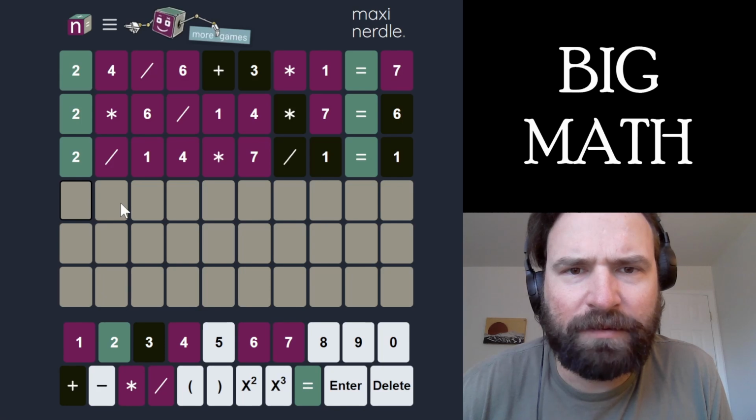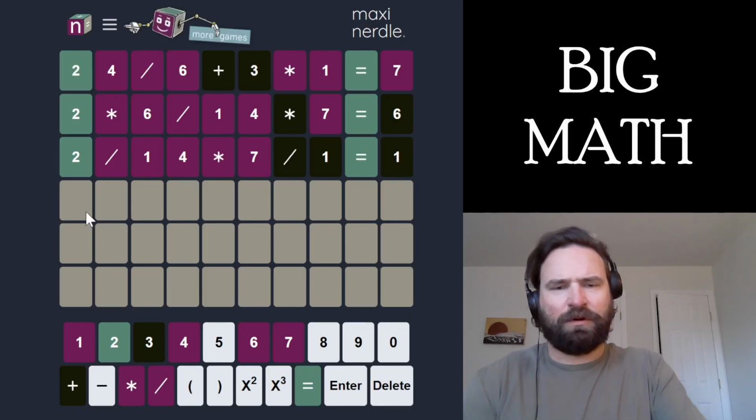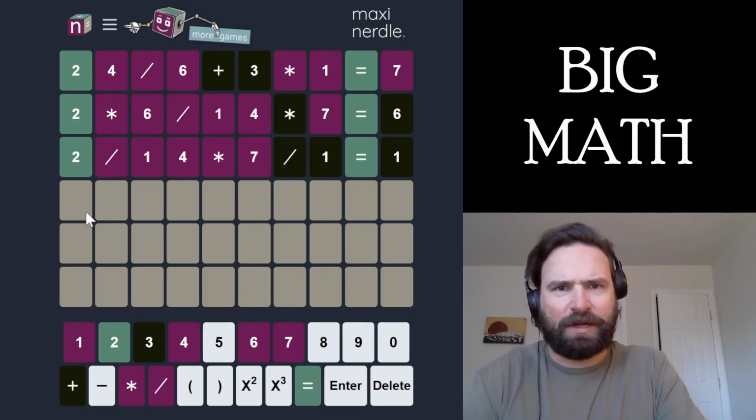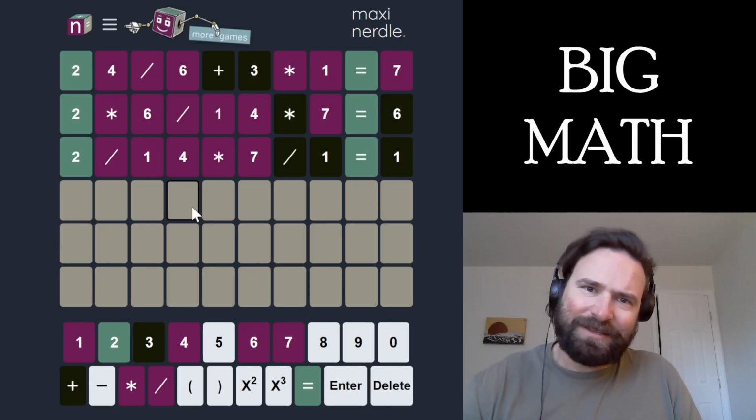Maybe I multiply and divide by the same number, but how do I make this a single-digit number? This is one of those that, like, once I get it, there's only one answer. Once I figure out something that works, it's going to be the answer. But I have no idea what works. Do I need a triple-digit number that's divisible by 7? Is basically what I'm asking. But no, because I can't even put division here. This is the weirdest Maxi Nerdle I've ever seen.